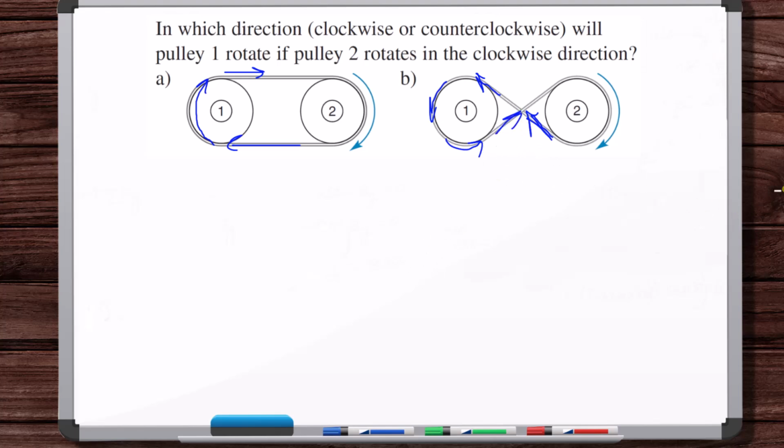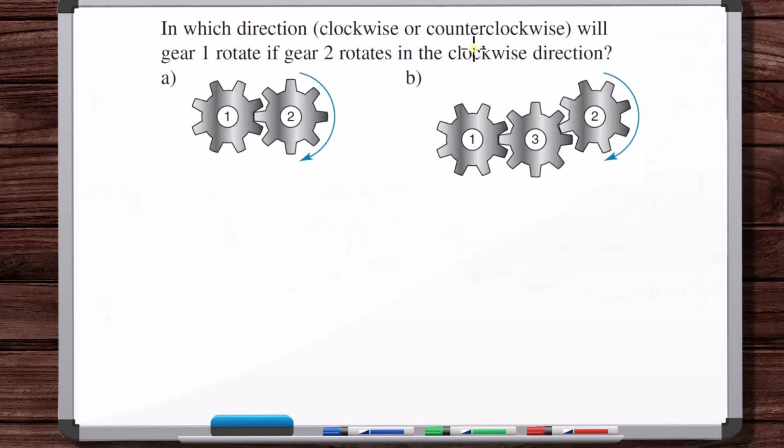Interesting. In which direction, clockwise or counterclockwise, will gear 1 rotate if gear 2 rotates in the clockwise direction? Okay, gear 2 is rotating in the clockwise direction, and so gear 2 is pushing gear 1 to rotate in the counterclockwise direction. So it's different from a belt connection. A meshed gear connection is a little different from a belt connection in that sense.